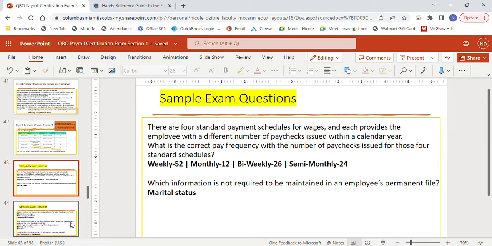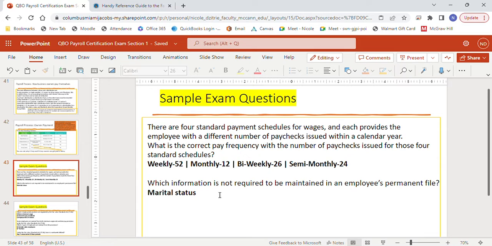There are 4 standard payment schedules for wages, and each provides the employee with different numbers of paychecks throughout a calendar year. What is the correct pay frequency with the number of paychecks issued for those 4 standard schedules? There are a couple of questions like this, but basically they're all going to be the same. Weekly is 52, monthly is 12, bi-weekly is 26, semi-monthly is 24. If they say annually, it's 1. If they add in quarterly, it's 4.